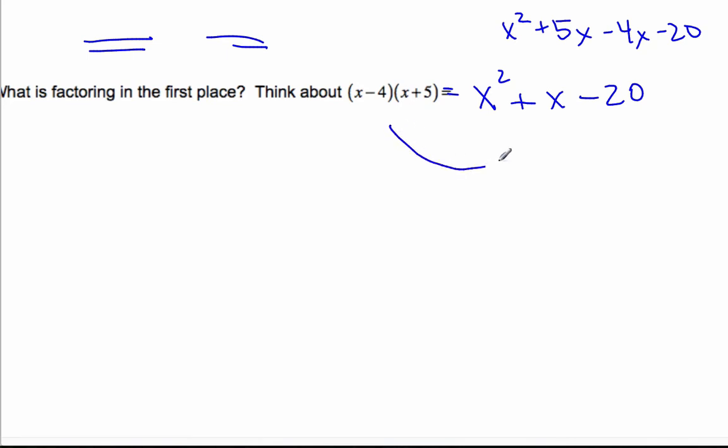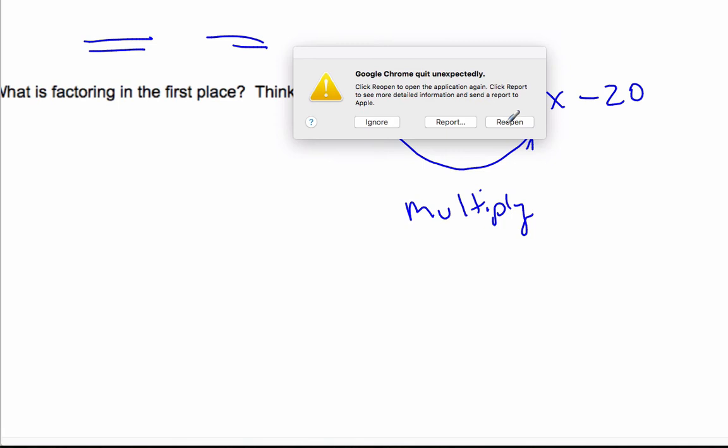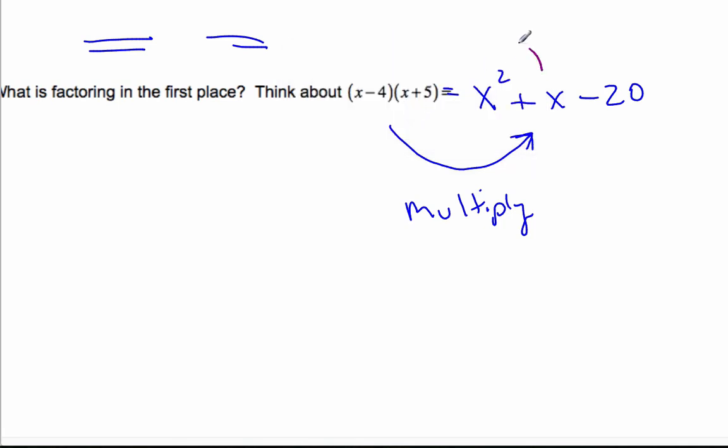Right, you're just using FOIL on that. When I go in that direction, yep, it's FOIL. This is multiplying. When I go in the other direction, that is factoring. So factoring is undoing multiplying. It's looking to go backwards.